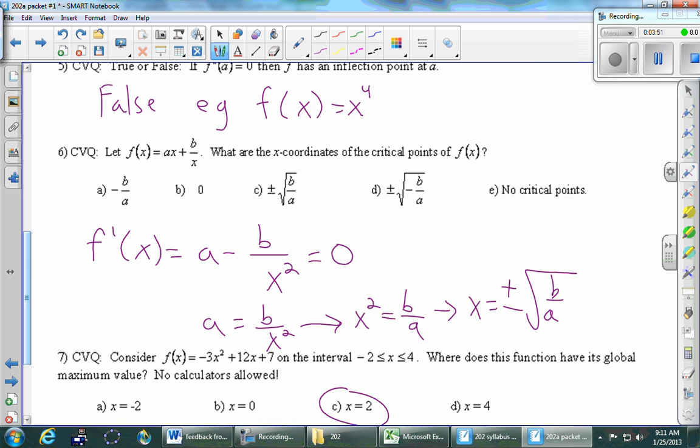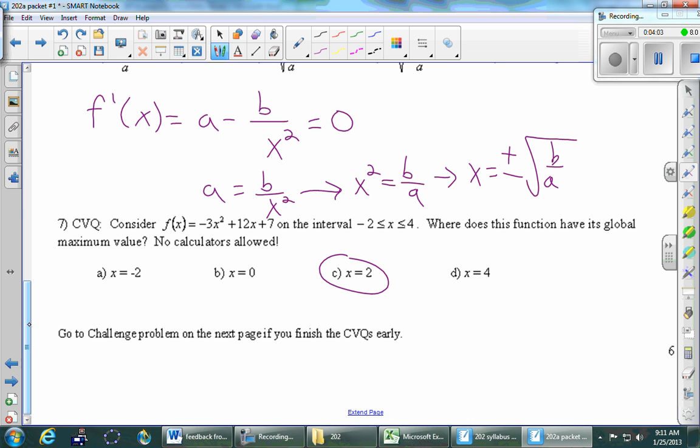People had great success with number 5. The process for finding critical points you know very well. Take a derivative, set it equal to 0. In this case, I think the answer is C, square root of b over a with a plus or minus in front. And then finally, number 7, finding a global max on a closed interval. Again, it's another process we discussed last semester. It involves finding critical points and endpoints, and then picking the winner. And I think it turned out the answer here was C.